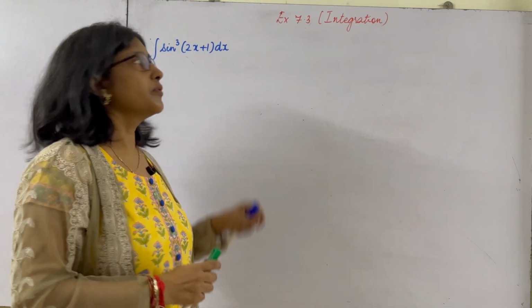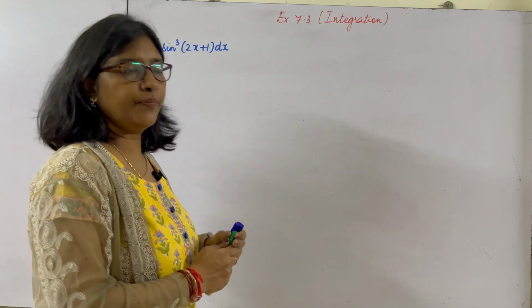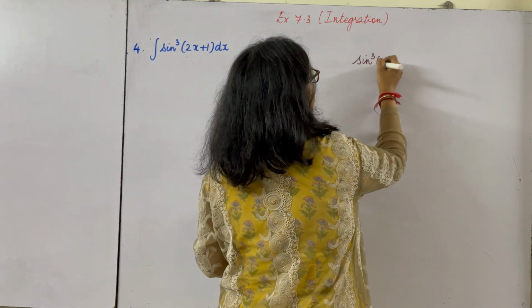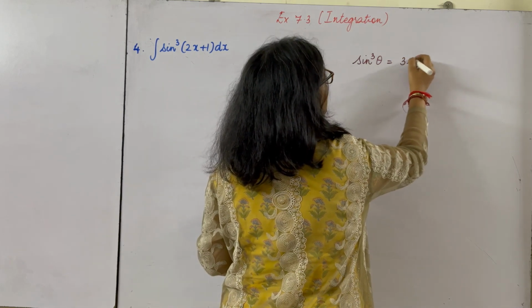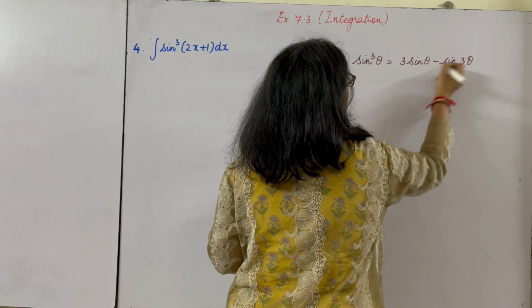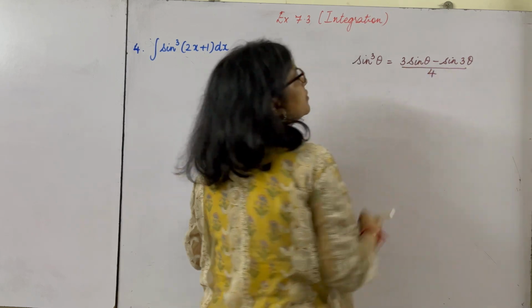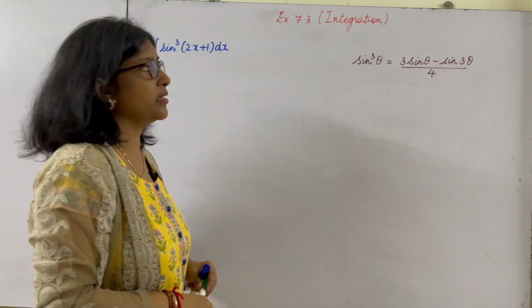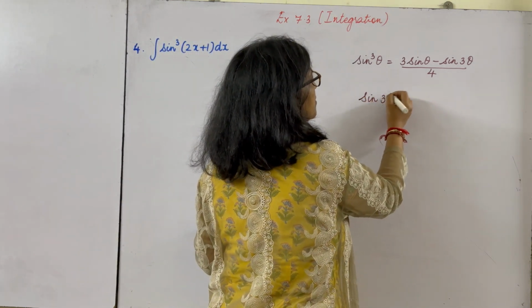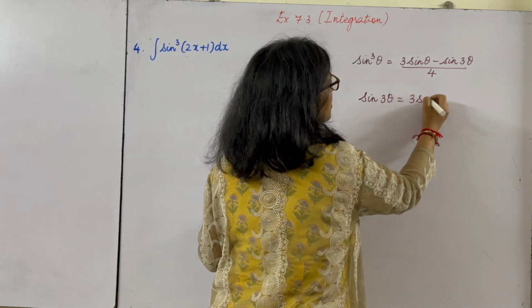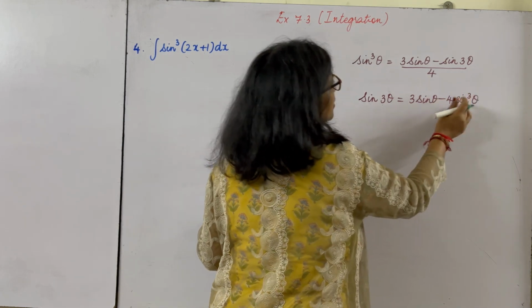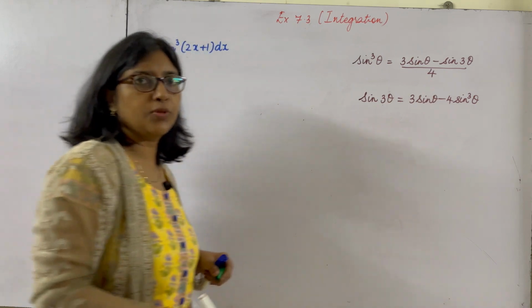Now since we have sine cube theta, let's find out what is sine cube theta. Sine cube theta is 3 sine theta minus sine 3 theta the whole upon 4. This formula we have got from sine 3 theta. Okay, I hope you know that. Sine 3 theta is 3 sine theta minus 4 sine cube theta. So we have simply rearranged this to get sine cube theta.